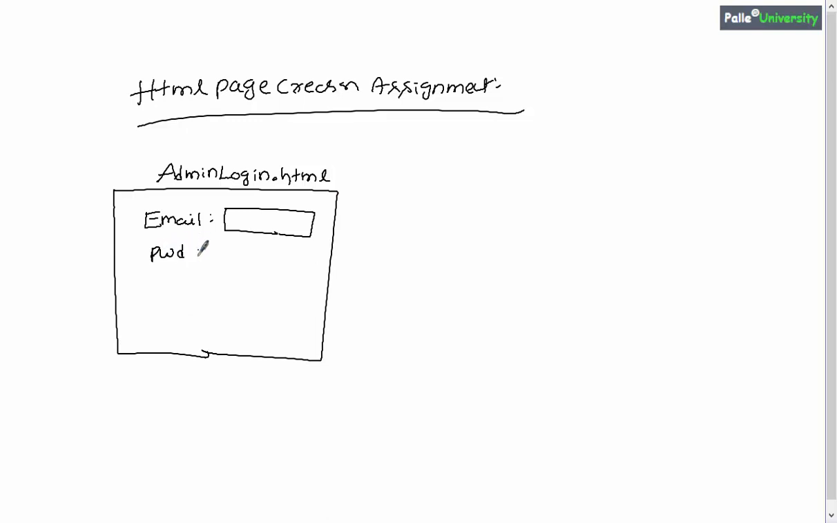Similar way, you should create a password and a text box. When the user is typing the data, obviously the data must not be visible, only dots must be visible. After this you should create a hyperlink. It is not a button, it is a hyperlink with the text as login.